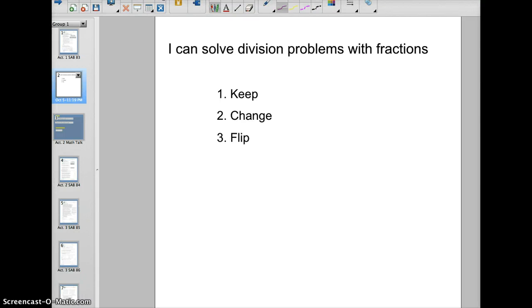Hey guys, so if you are watching this, you're on Unit 1, you're around lesson 9, 10, or 11, and I want to talk something really fast with you guys when it comes to division problems. Most of you who are watching this, I already started this conversation with you, but I really want to reinforce it and make sure you understand it, okay? So we're going to solve division problems with fractions, and we're going to follow these three rules: keep, change, and flip, and it makes it so easy, okay?